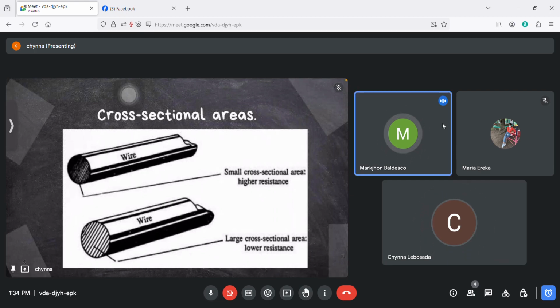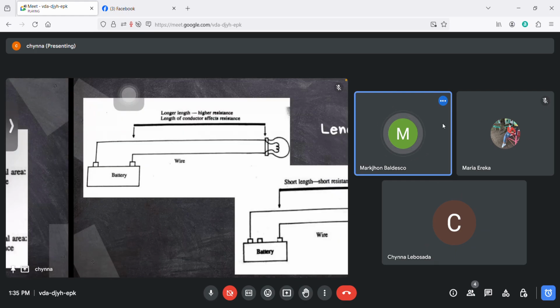Number 2, cross-sectional area. The resistance is inversely proportional to the cross-sectional area. This means that if the cross-sectional area of the conductor is increased, its resistance will decrease. Number 3, length. The resistance is directly proportional to the length of a conductor. That is, a longer conductor has a greater resistance.